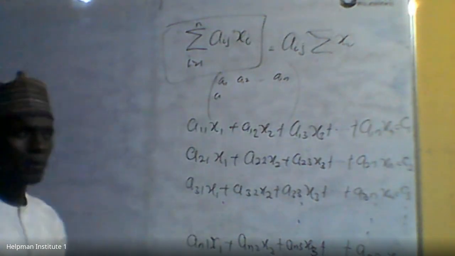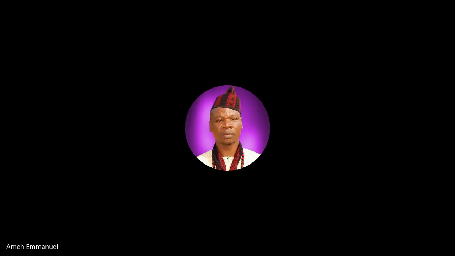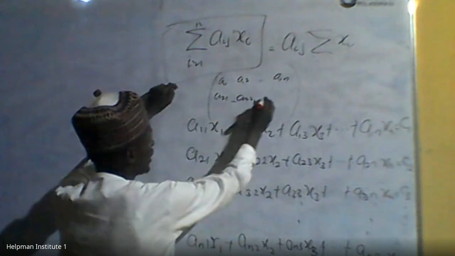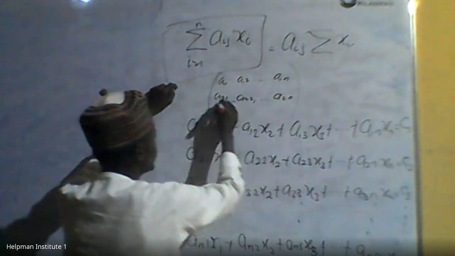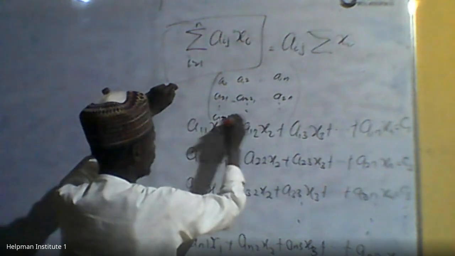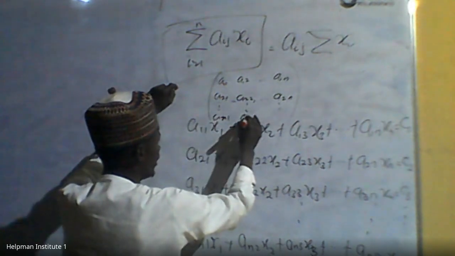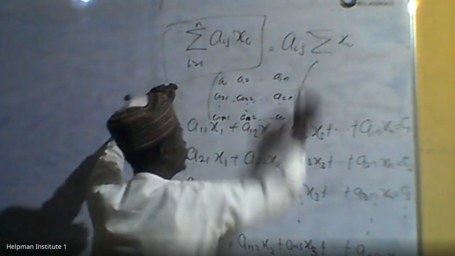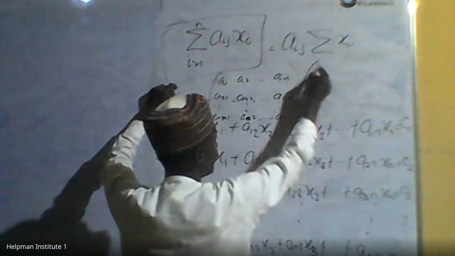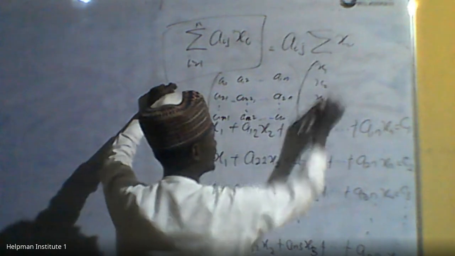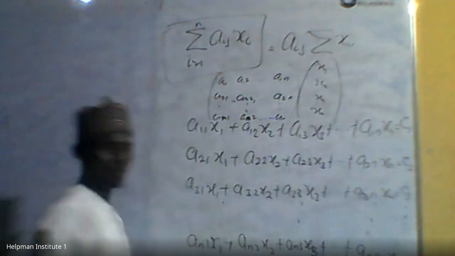Are you with me? With you. Okay, so we have a21, a22, and so on up to a2n. So in this case, we have what we call the matrix, an1, an2, up to ann. Since it is the x index, we have x1, x2, x3, up to xn. So this is another representation.